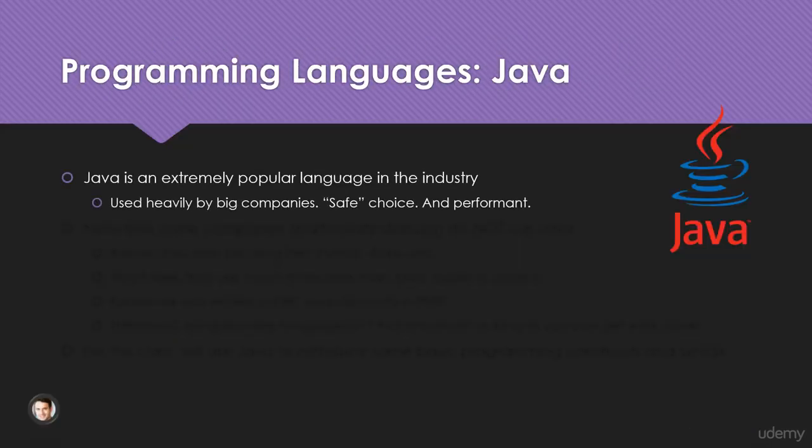So Java is an extremely popular language in the computer science industry. It's used heavily by big corporations and medium-sized companies as well, mostly because it's a safe choice and it's performant. So code that you write in Java is actually pretty performant. It's been tuned over the years, so it does very well in performance and it's safe.